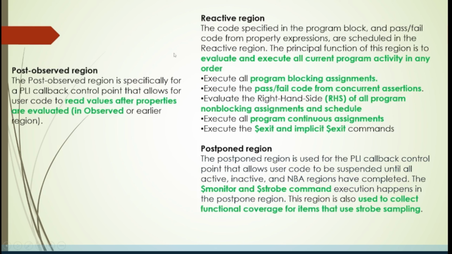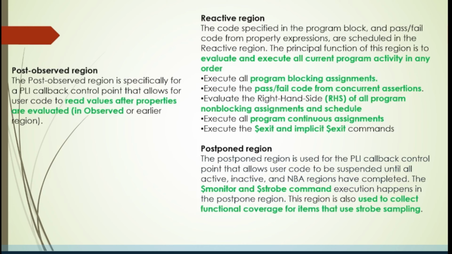Okay, before reactive we have post-observed. Post-observed I don't want to discuss, because it is similar to pre-active and pre-NBA. Post-observed means whatever happens after the observed region will be evaluated, right? And then the postponed region. This postponed region is used for PLI callback control, which allows user code to be suspended until all active, inactive and NBA regions have completed.